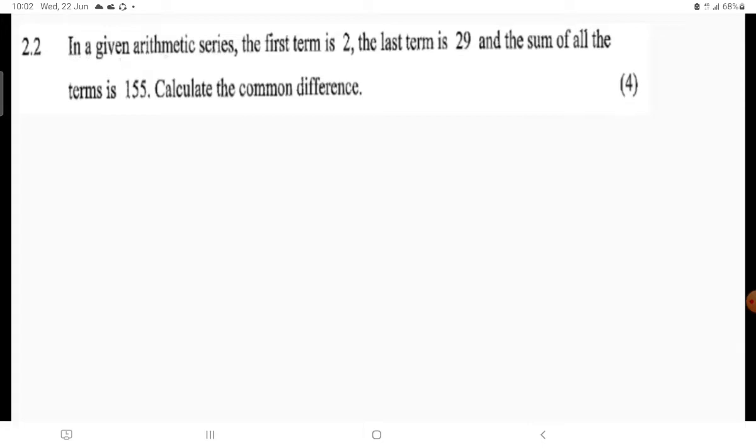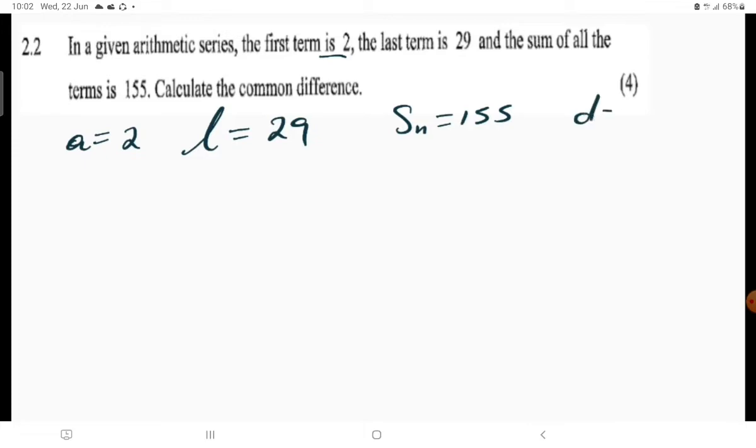In a given arithmetic series, the first term is equal to 2, which means let's write down what is given. A is equal to 2, where the last term is equal to 29, and the sum of all terms, which means Sn, is equal to 155. So we have this information now. Then the question says calculate the common difference, which means we are looking for the common difference.